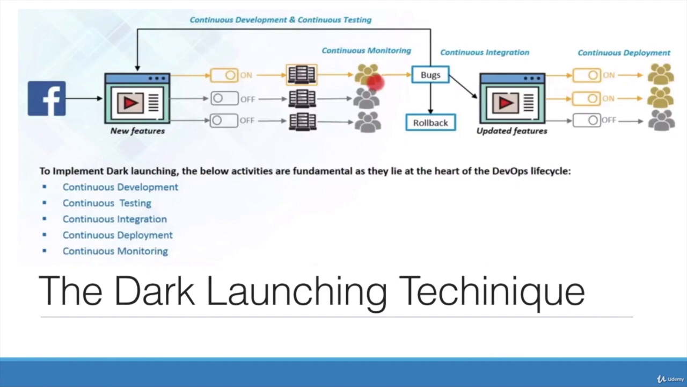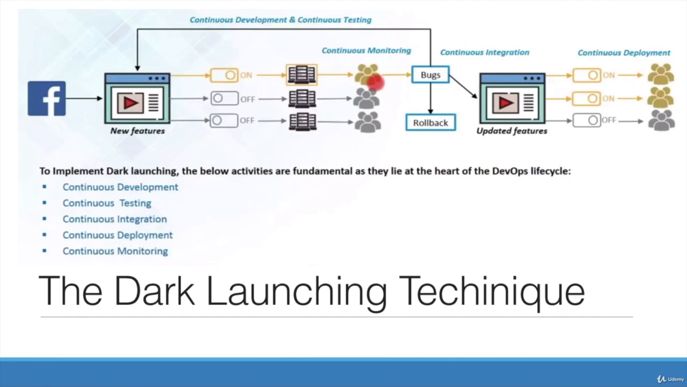Once we have the feature stable, we will release that particular feature to our other users. This is called continuous integration. Once we have that particular feature in our application, we will open that feature in multiple releases to multiple users. This is called continuous deployment. So we are deploying our application continuously on different data centers or different data zones.